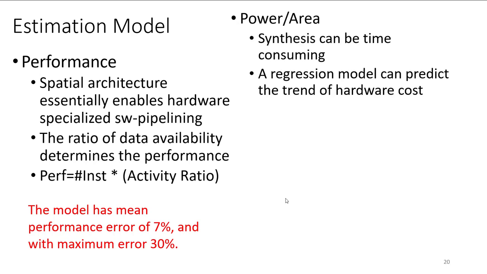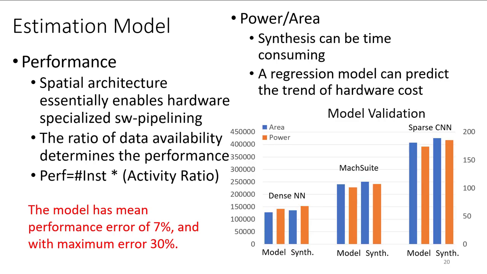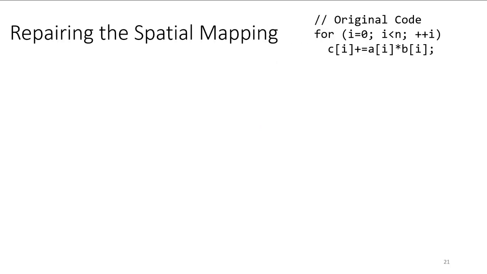Moreover, estimating the power and area by synthesizing the design is too time-consuming. So we build a regression model. All the parameters in this model are collected by synthesizing each single component with different parameters. This approach can accurately predict the hardware cost compared with the synthesized numbers. The main source of the error is the buffers injected to meet the timing.